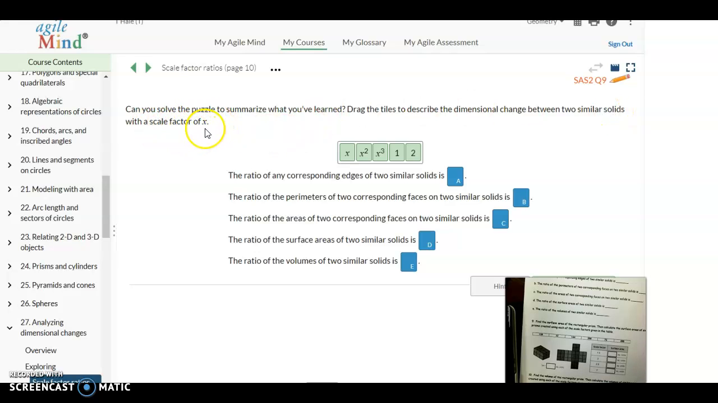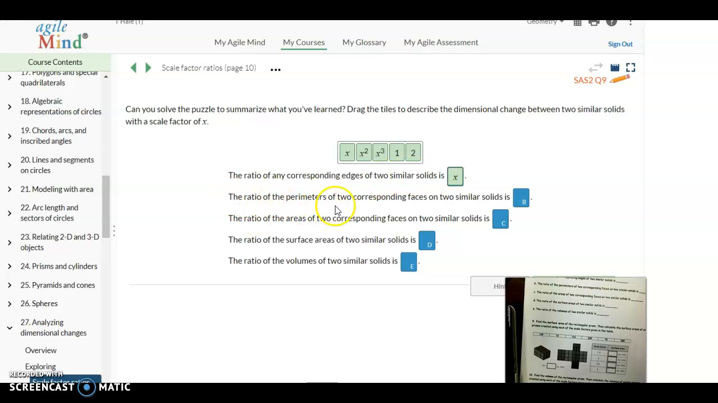So this scale factor is a linear ratio. The linear scale factor is x. So that means the ratio of any corresponding edges of the two similar solids, the edges, the length, the width, the height, those are linear dimensions. So the ratio of them would also be x. So we know if our perimeters have a ratio of 2 to 1, then that means the lengths have a ratio of 2 to 1. The widths have a ratio of 2 to 1. The heights have a ratio of 2 to 1. All the linear dimensions have the same ratio if they're similar solids.